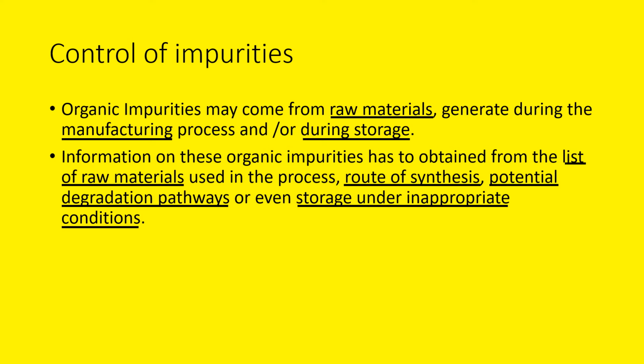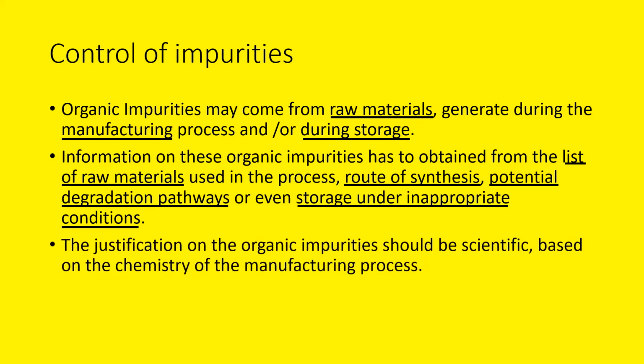A list of raw materials used in the entire process should be obtained first. This should include all solvents and catalysts also. This is a very first step. Route of synthesis gives a lot of details of impurities formation during the process. The discussion should include the potential carryover impurities and the turnover impurities. Under certain conditions, the drug substance may itself degrade to give undesirable degradant impurities. This may happen during inappropriate storage conditions also.